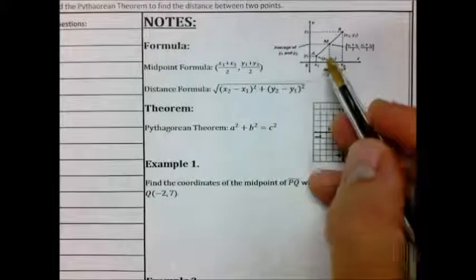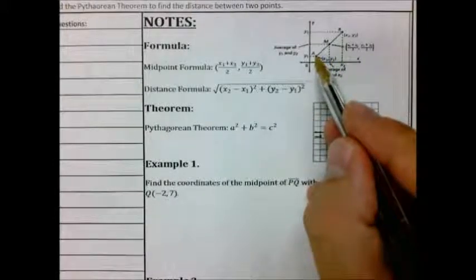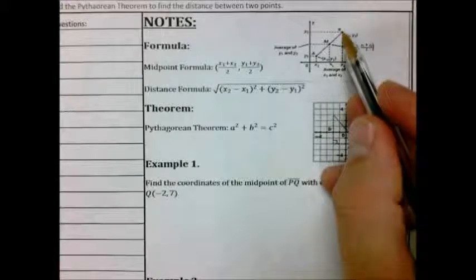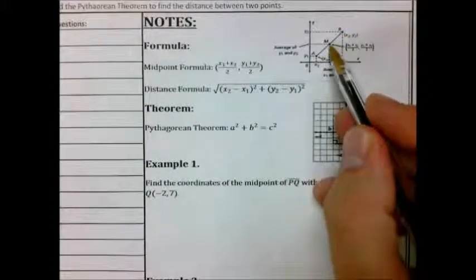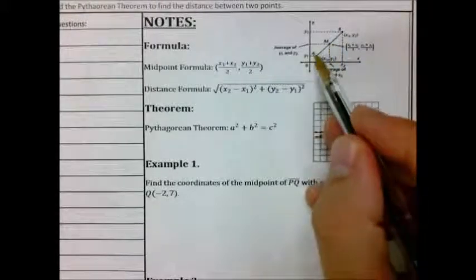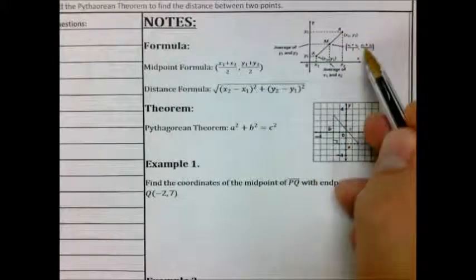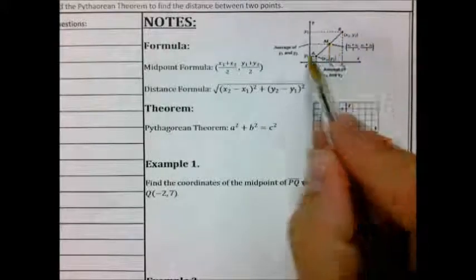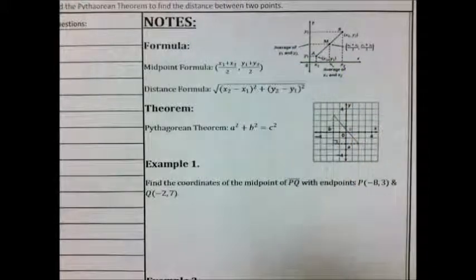This little diagram over here on the right shows exactly what we're talking about. A is at x1, y1, B is at x2, y2. Add x1 and x2 together, divide by 2, and you've got your midpoint. Same goes for the y value: y1 plus y2 divided by 2 equals this point right here. It's the average of y1 and y2, and it's the average of x1 and x2.